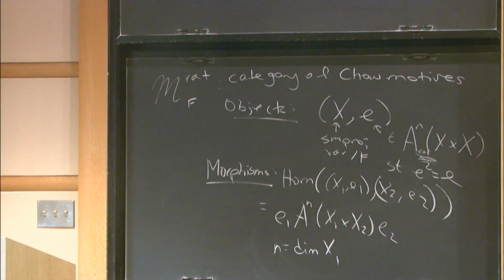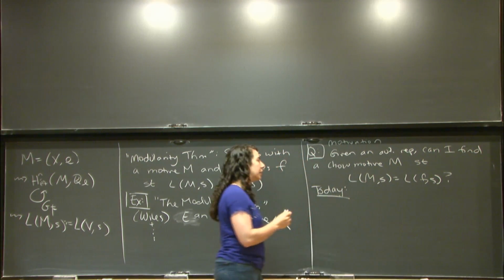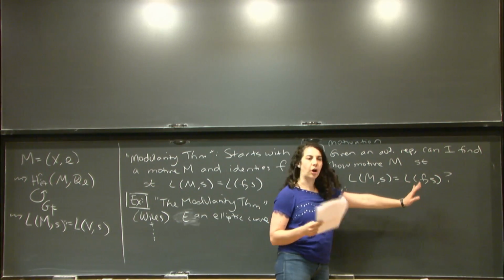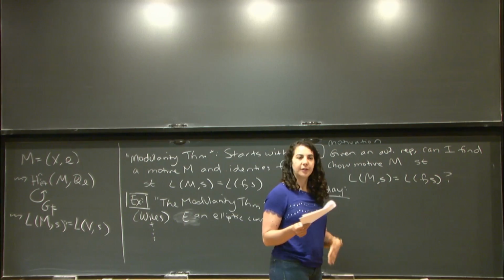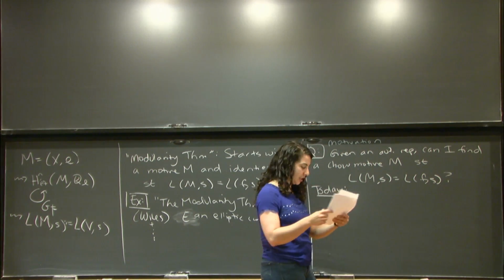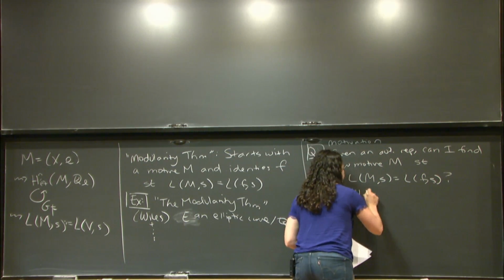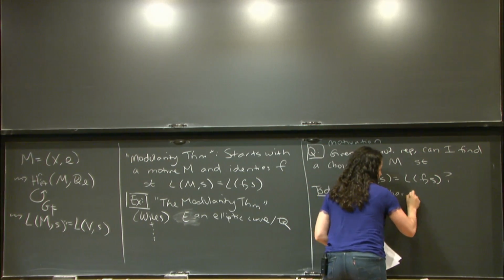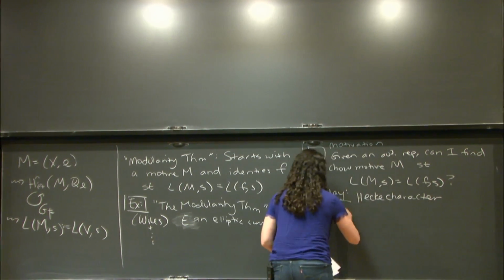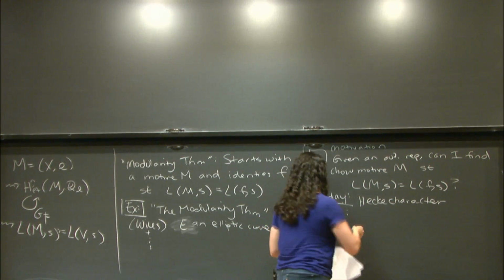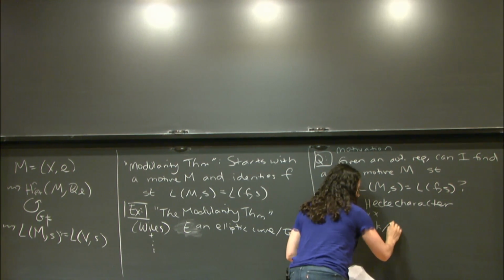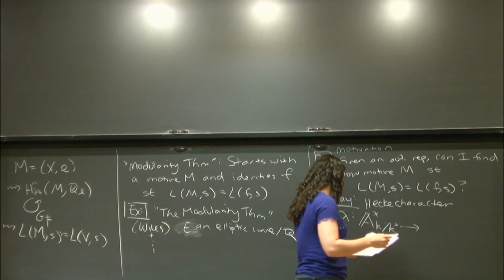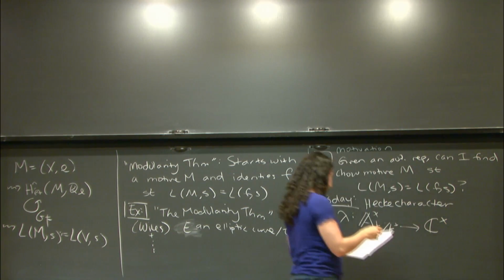Okay, and so for today, I want to focus on this kind of question, but rather than think about arbitrary automorphic representations, I want to focus on a particular class of much easier automorphic representations called Hecke characters. Right, so these are continuous homomorphisms from the ring of adeles of some number field to C star.